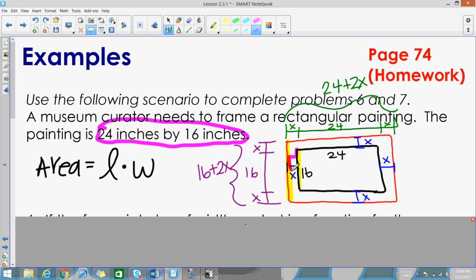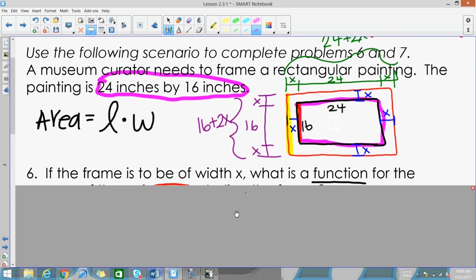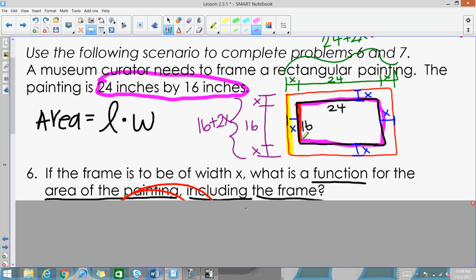This is it, right? Oops, man, my computer does not like me. This right here. There's your original painting. You see that? Now, here's the deal. The first question says, if the frame is to be x width, so a width of x, what is a function for the area of the painting, including the frame? So we want to know what the new area is. So I'm actually going to put a different color. I'm going to make that green.